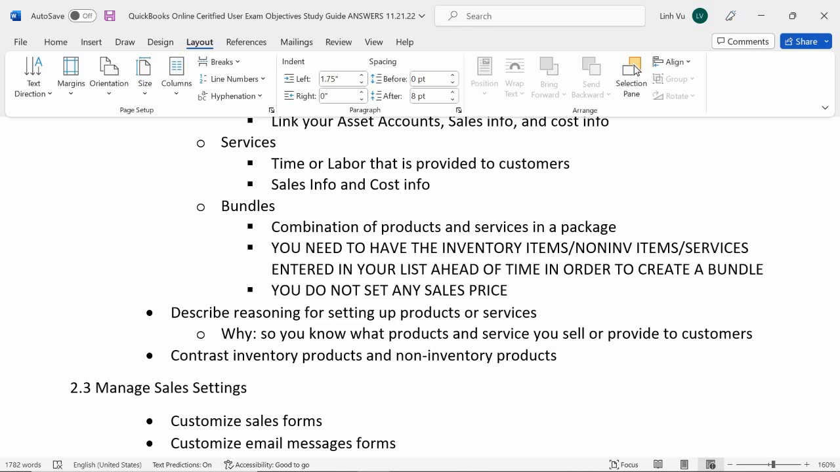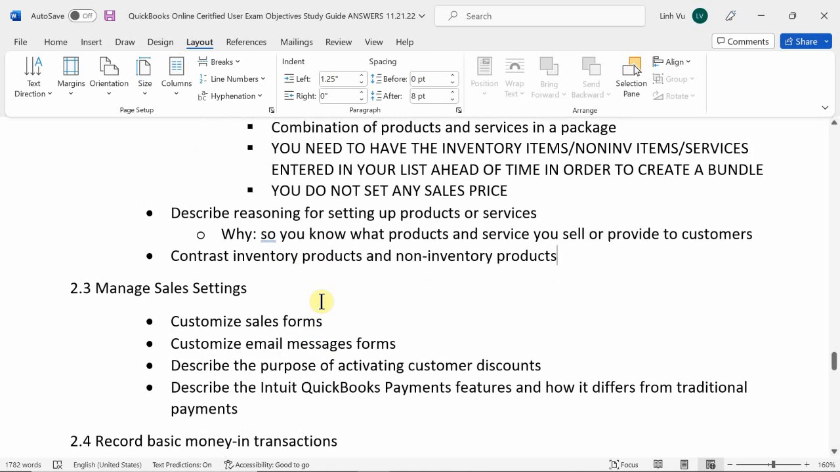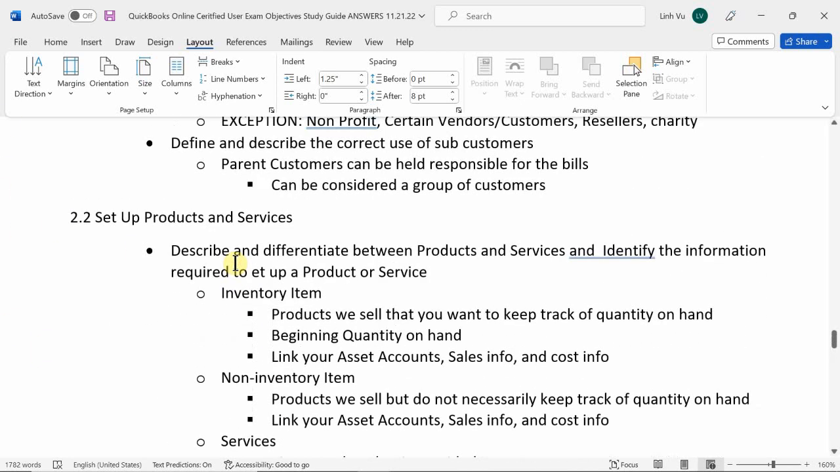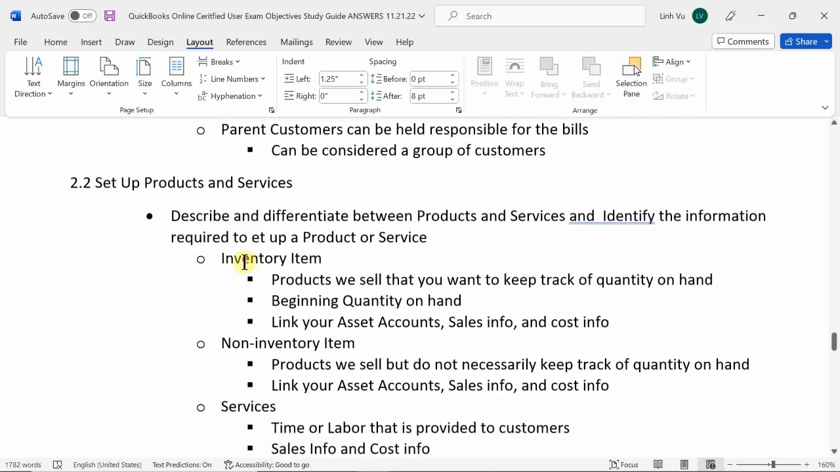Next one says contrast inventory products and non-inventory. We already said that up there. All right. 2.3. Okay. I'm going to actually hold on. Let me add a few things that you need to know for this section, okay?